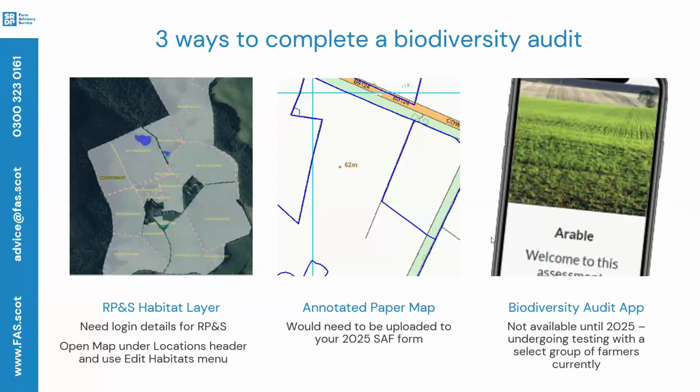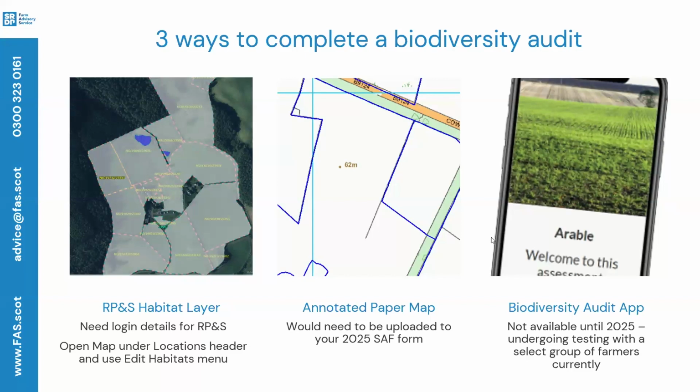There are currently 3 ways to complete the biodiversity audit. The first one is the Rural Payments and Services habitat layer. So you can find that on Rural Payments. When you log into your own business, you'll see a tab that says map, and then it says location, and then there's a drop-down menu that says map, and you can open it there.